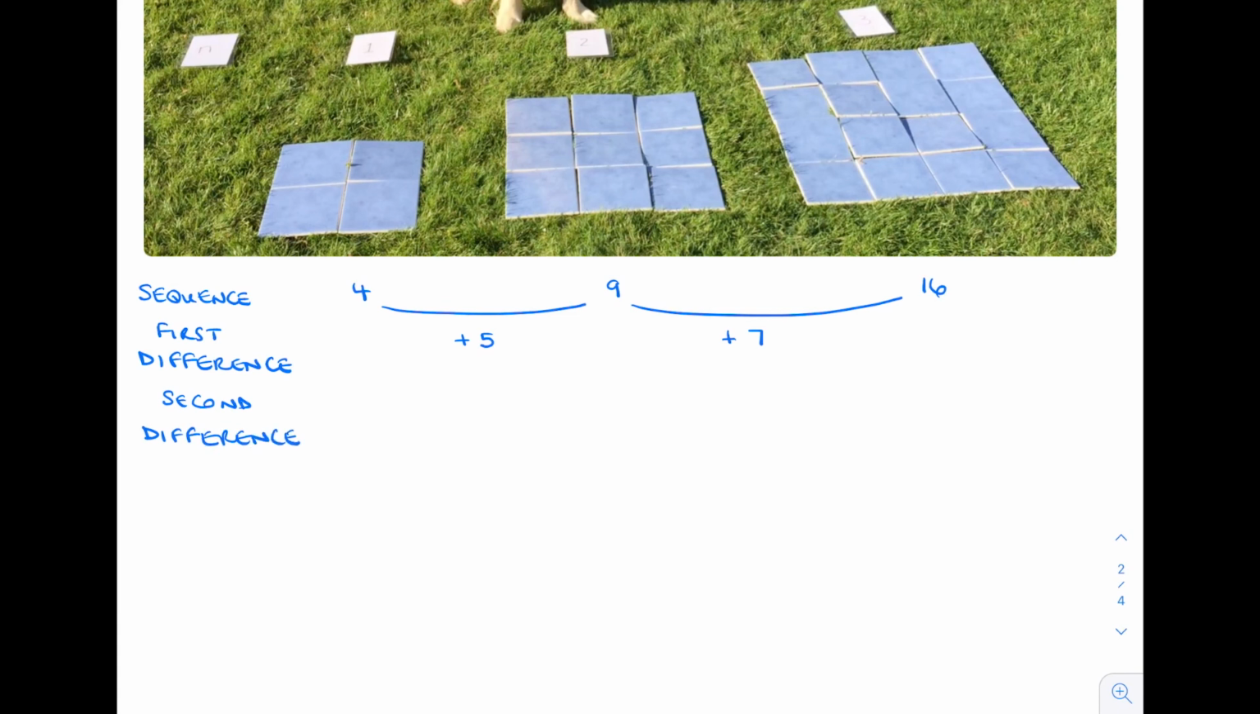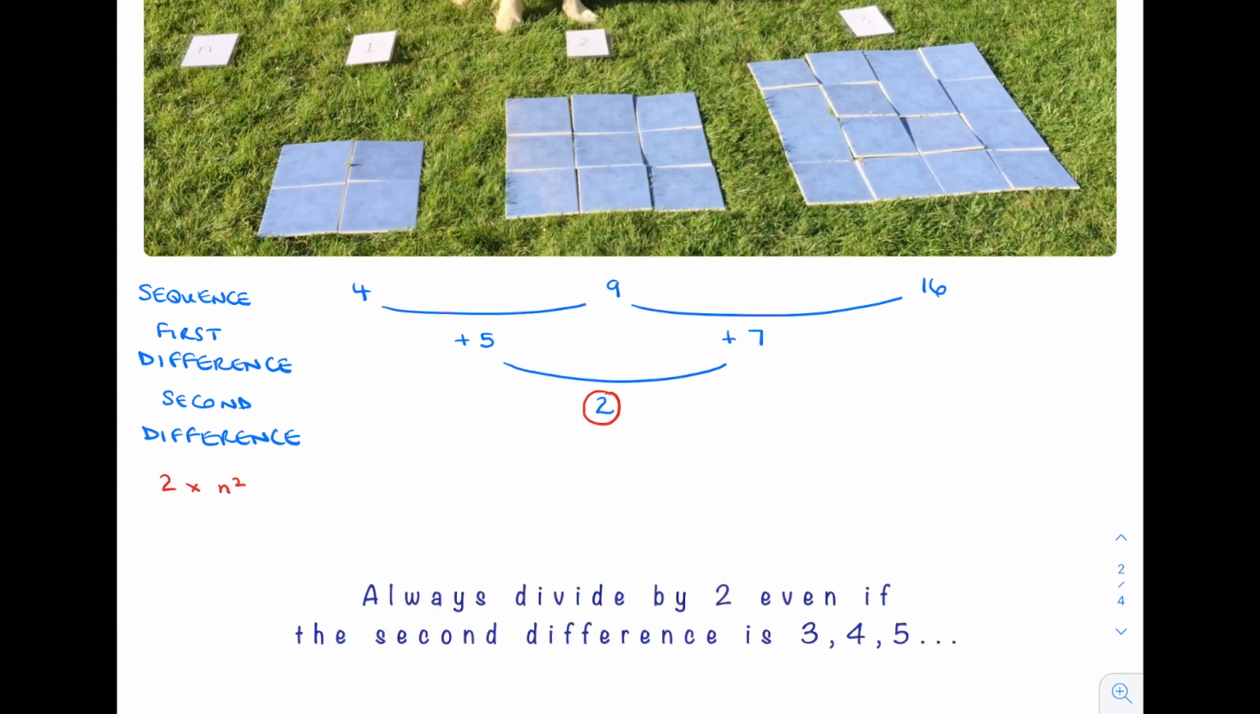So the difference between 5 and 7 is 2. I've only given you 3 patterns, so we can't look at the difference between other numbers, but it is 2 in this case. You use that 2, so I'm ringing it in red, and I always think of multiplying it by n squared, the square numbers, divided by 2. But a lot of people like to just divide the 2 by 2. In this case it's 1, so we're going to look at n squared.